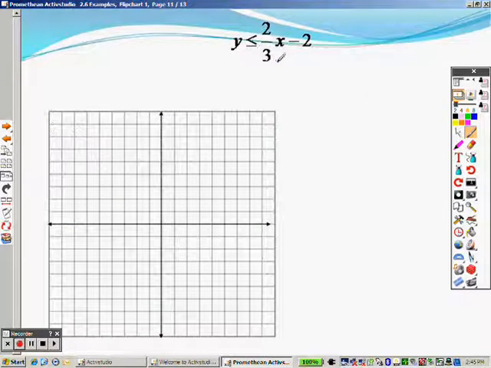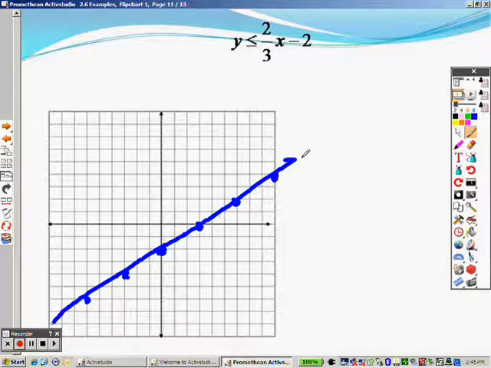This one's basically already done for me. That means I go down 2, and then my slope is 2/3, so I go up 2, right 3, up 2, right 3. I can go down 2 and left 3, down 2 and left 3. But anyway, it's a solid line because it is less than or equal to, so there's a solid line.